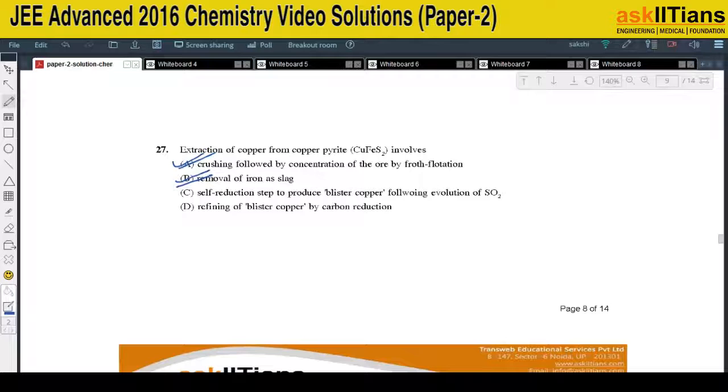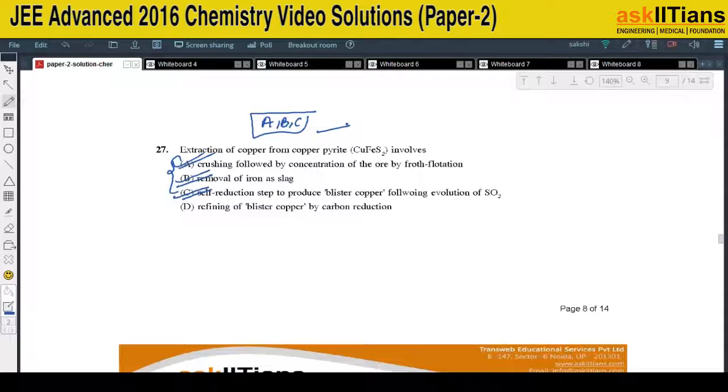Third says that self-reduction step to produce blister copper followed by evolution of SO2. This is again right, whatever we have done. Only the fourth option, refining of blister copper by carbon reduction, is a wrong statement in this particular question. So we can mark only A, B, C as the correct statements for this particular question.